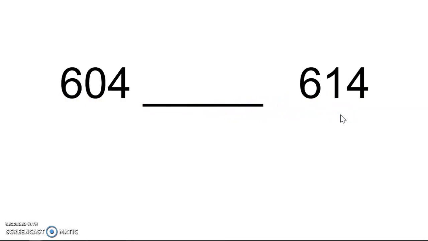Let's try another one. So let's compare 604 to 614. Students should be able to compare these two numbers even though they are larger 3-digit numbers. Once again, let's look at the values of each digit. And for this strategy, we're going to really look at the place value strategy. So we have 604 and 614. Both of them have 600s. But 604 has 0 tens and 4 ones, and 614 has 1 ten and 4 ones. I know that 0 tens is less than 1 ten, so I know that 604 is less than 614.